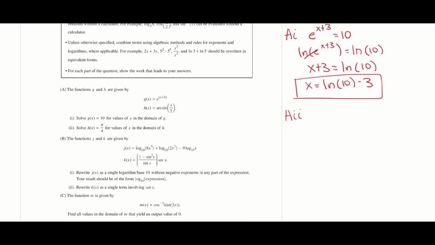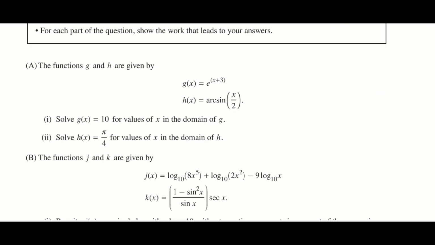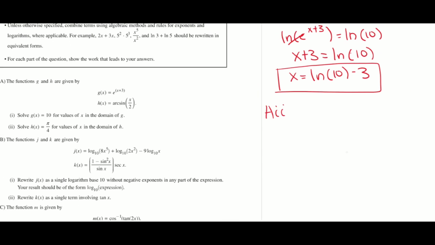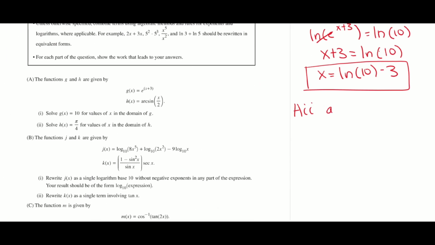Part 2, arc sine of x over 2 equals pi over 4, solve for x. So arc sine is just your inverse sine. Same thing: arc sine of x over 2 is equal to pi over 4. If we want to cancel out arc sine, we just have to take the sine.